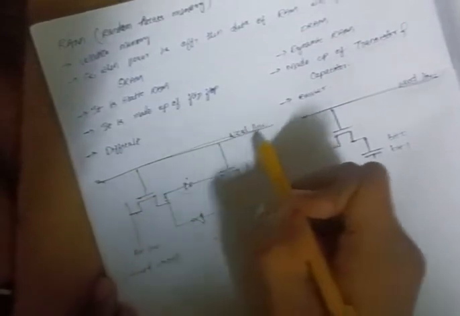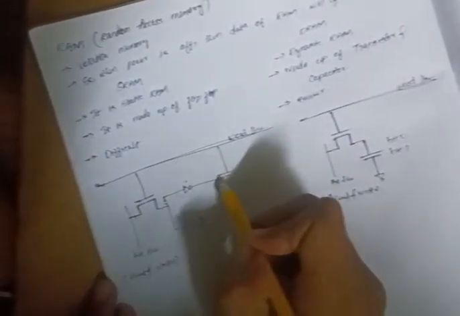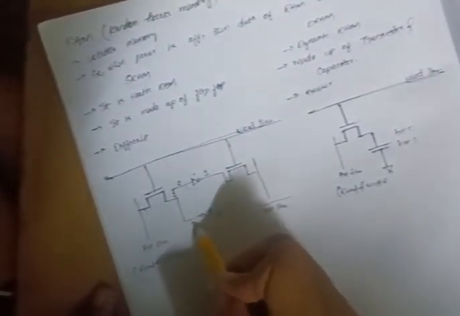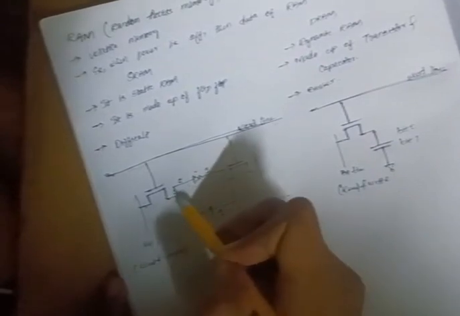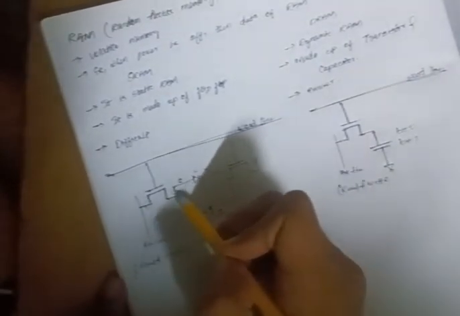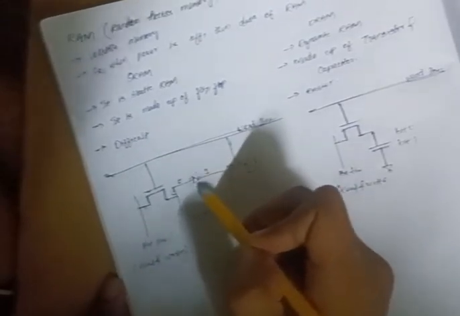In case of static RAM, when the word line is highly active, the two transistors will be on and we can read. If 0 is here, the inversion takes place and 1 will be here. If 1 is here, 0 will be here. We can write data here. The data which we want to write can be stored here, inversion takes place here, and we can write here.